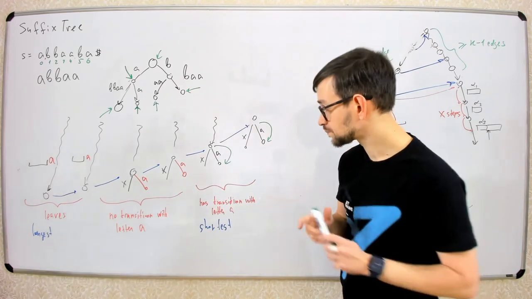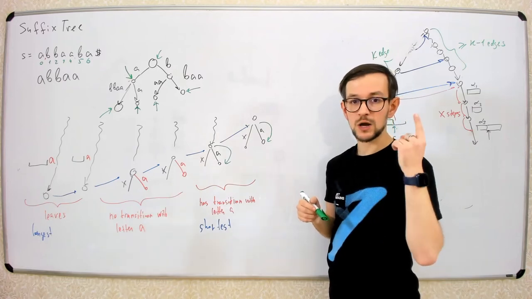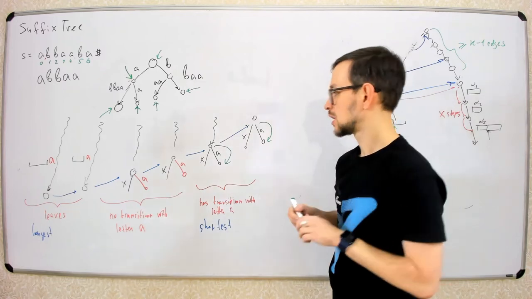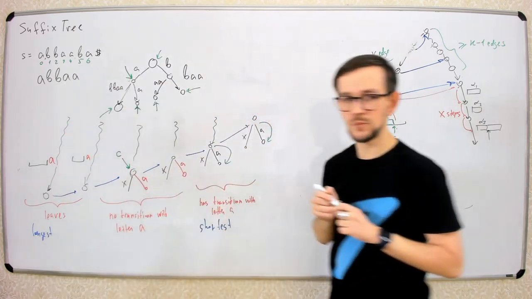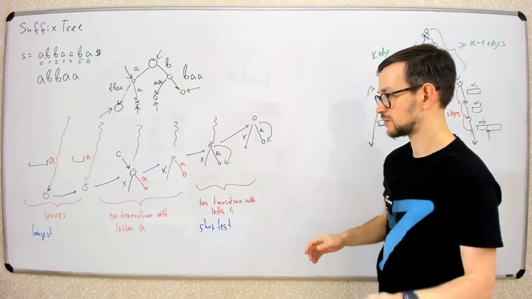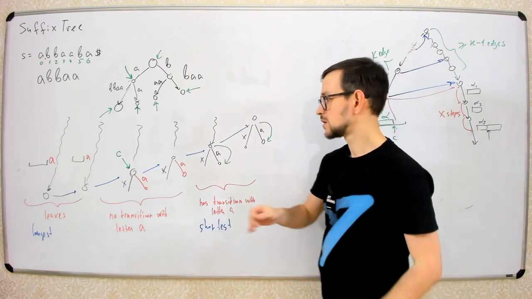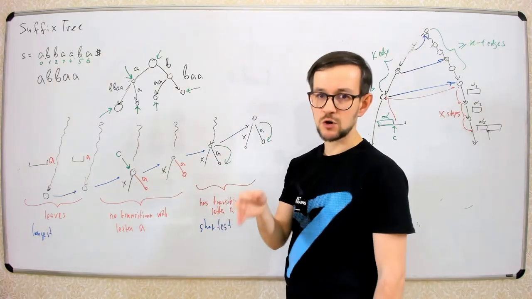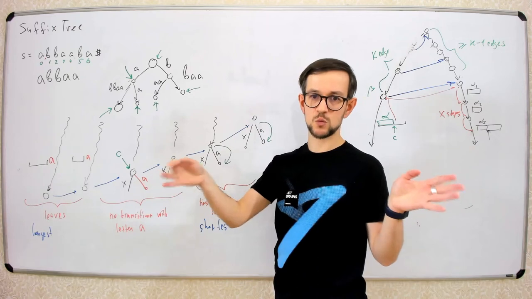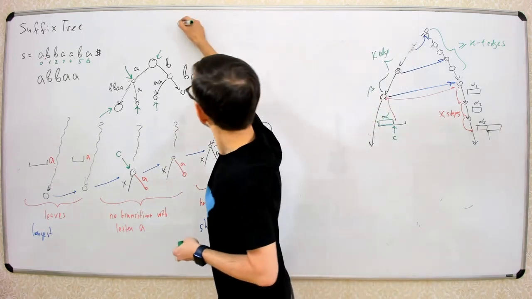So what will we do? We will have one current position. The current position will be this position. So again, we only need this single position in the whole algorithm. This position will be the position of the longest suffix which is not a leaf. Let me write it here.